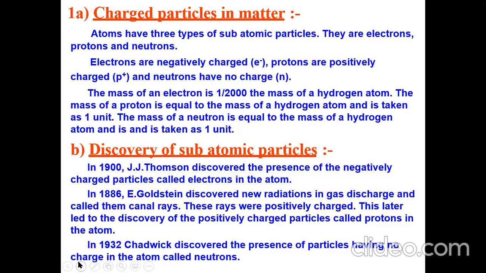Now, discovery of the subatomic particles. In 1900, Sir J.J. Thompson discovered the presence of the negatively charged particles that are called electrons in the atom. In 1886, Goldstein discovered new radiations in the gas discharge tube and called them canal rays. These rays were positively charged, and this later led to the discovery of the positively charged particles that are called protons in the atom. And in 1932, Chadwick discovered the presence of particles having no charge in the atom, and that are known as neutrons.